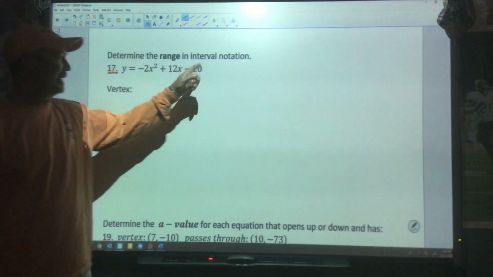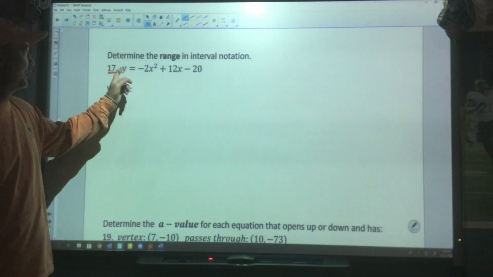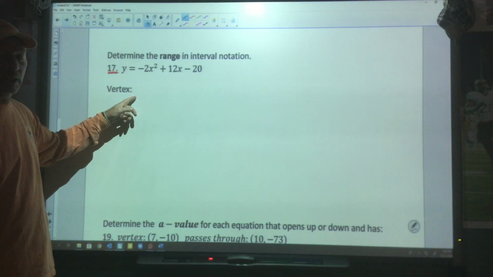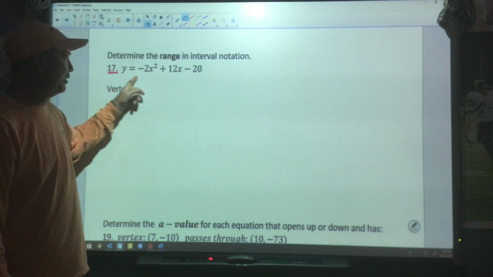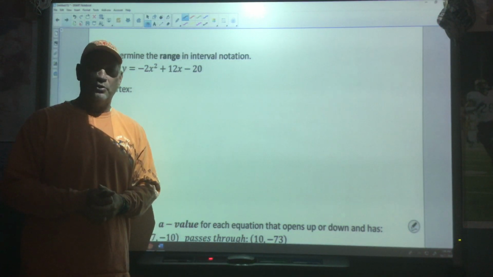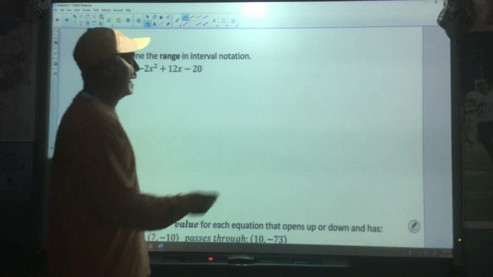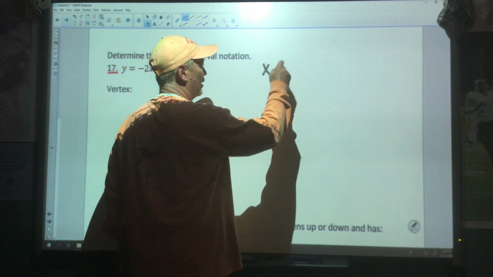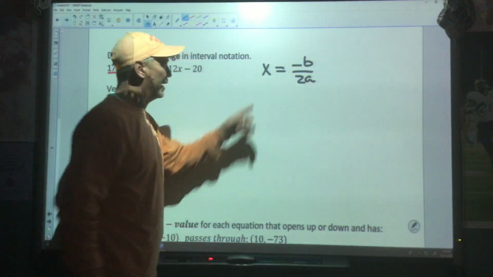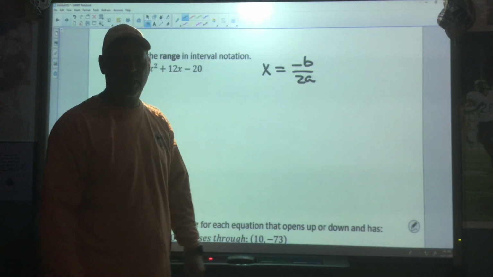Determine the range in interval notation. Okay, to determine the range, we need to figure out what the vertex is. So we're going to put this in the calculator. I know you can do it by hand, but we're also just going to let you use the calculator since we've already done it by hand. If you want to do it by hand, we're going to say that x equals the opposite of b over 2a. And then we'll take our x value and substitute it in for the x values.